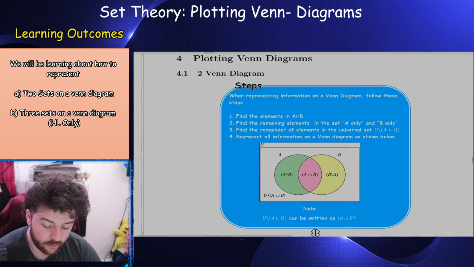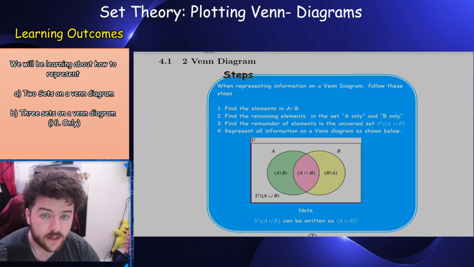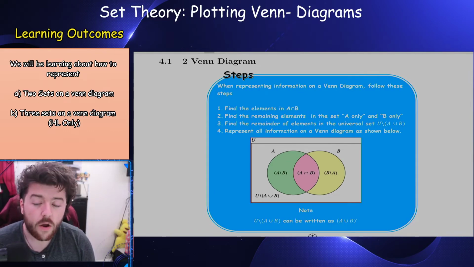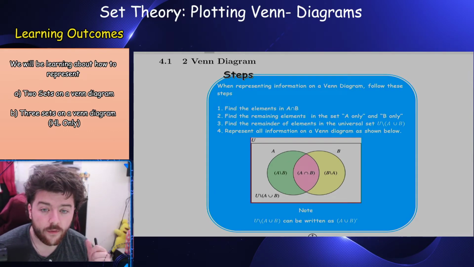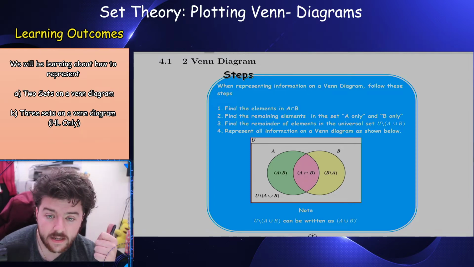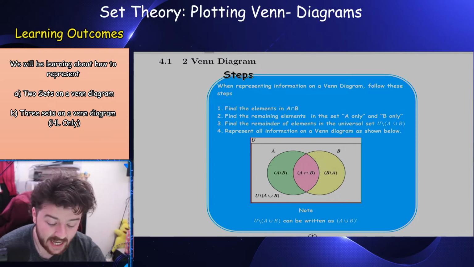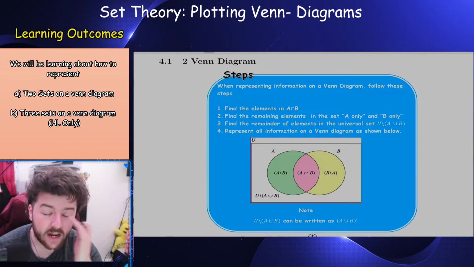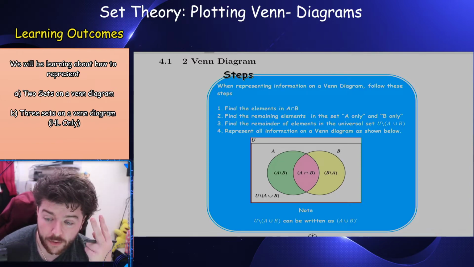So hopefully this is going to be a short video. So the 2 set Venn diagram. When representing information on a Venn diagram, we need to follow these steps. First, we need to find the elements in the intersection, i.e. the little red area here. This is what's common in both sets.